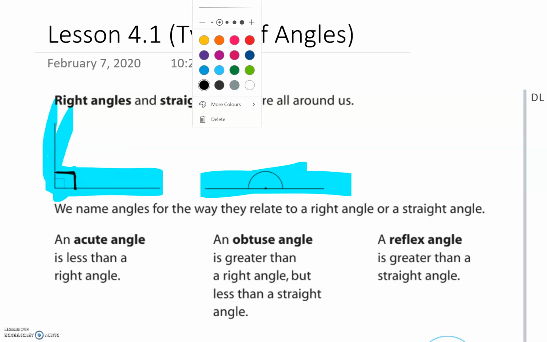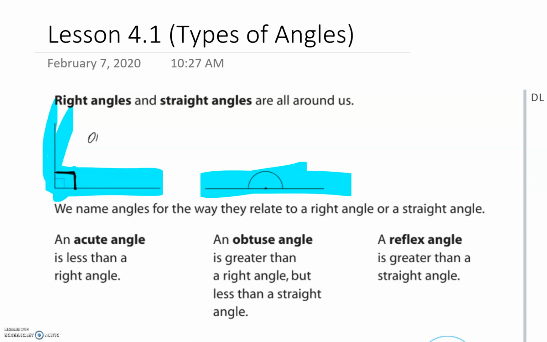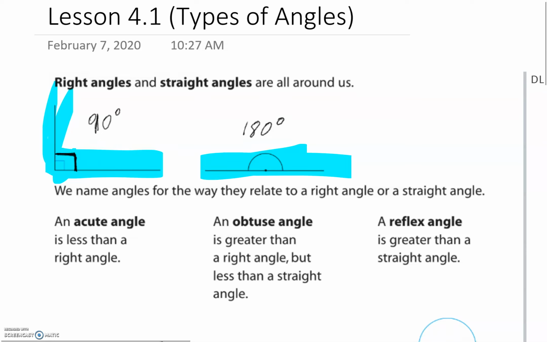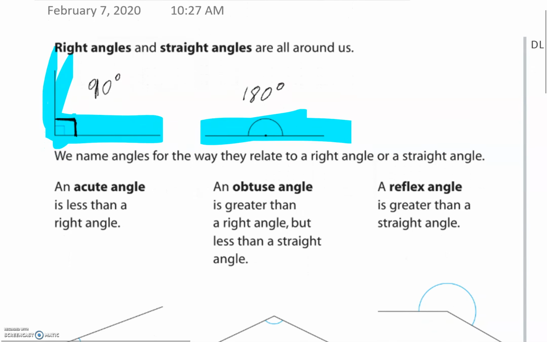the degrees are, so right angles have 90 degrees. Okay. And straight angles have 180 degrees. Okay, so there are right angles, straight angles.